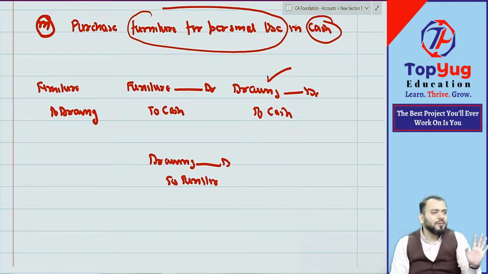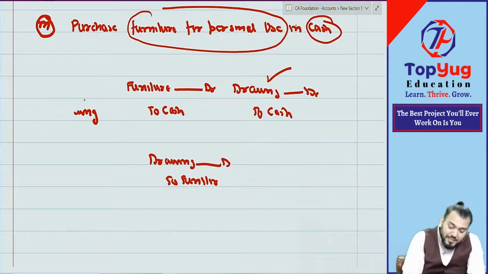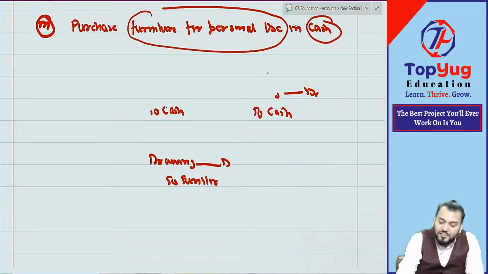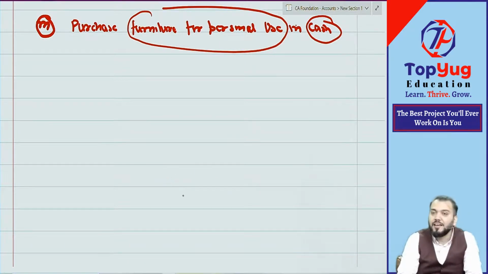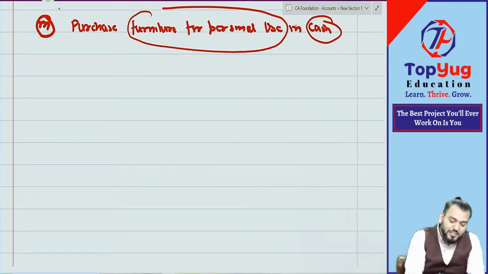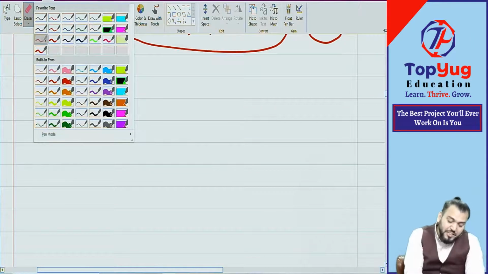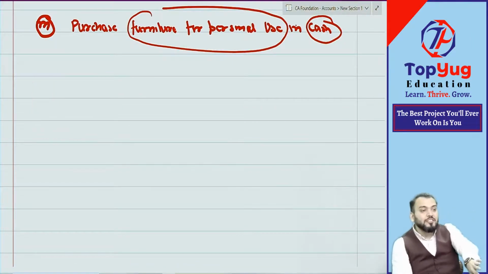Now, I will not ask what you have done, what you have not done. But are you able to understand my explanation? Correct. Whenever there is personal use, be careful. Dangerous. And ICAI knows that personal use is something dangerous, and therefore this type of transactions are given by ICAI. So first find out: furniture for personal use, cash for personal use.